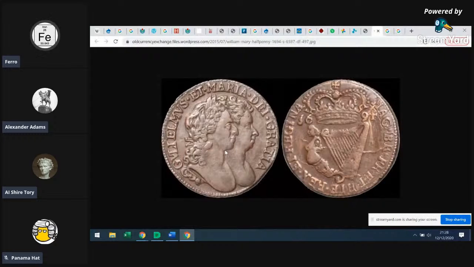But although William has got precedence because he's placed further in the foreground. Again, it's interesting that even something as simple as the artwork on a coin can show the status of an individual at the time.